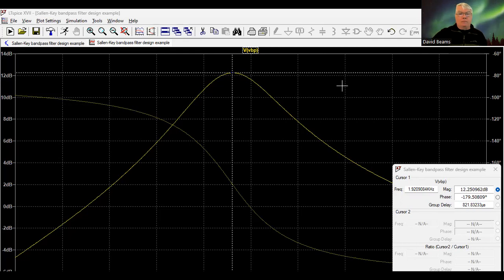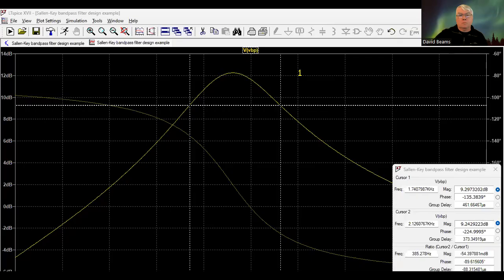But let's check the bandwidth. When I put two cursors on the display to measure the bandwidth, I get 385 hertz. Now, the center frequency of this filter had moved to about 1920 hertz, and the ratio of 1920 to 385 is 4.99. So the Q is right on. But that center frequency seems a little too far off of 2 kilohertz for this to be an acceptable solution.